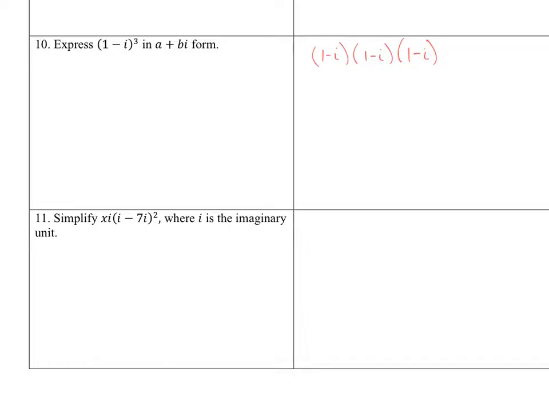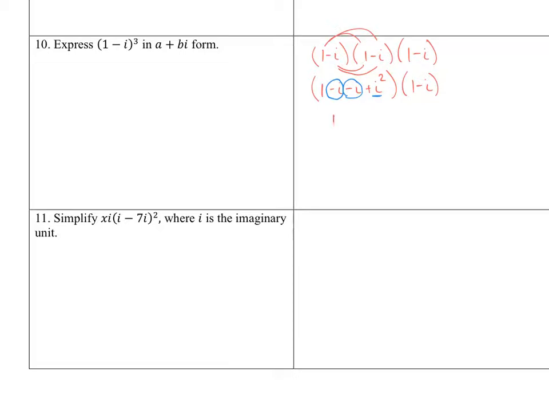I'm just going to start with the first two binomials. So 1 times 1 is 1, 1 times negative i is negative i, and then negative i again, plus i squared. There's a lot we can do with that. So that's what that turns into. We still do have this (1 minus i). We haven't dealt with it yet. We can combine like terms here, and we're going to be able to simplify here.